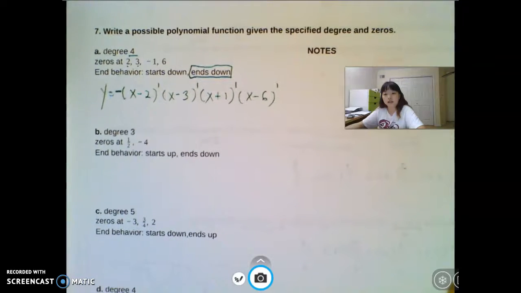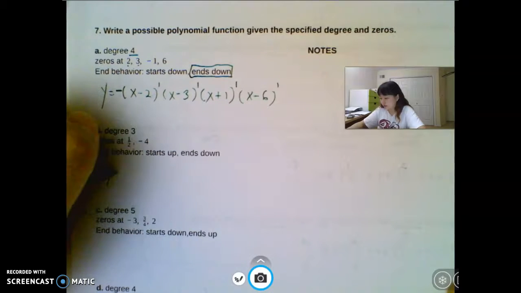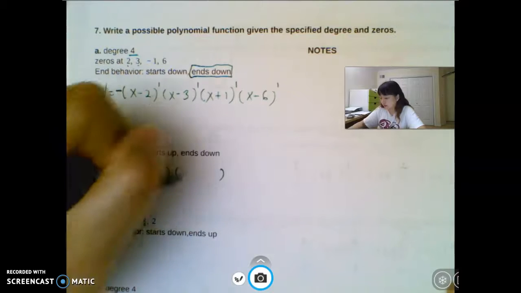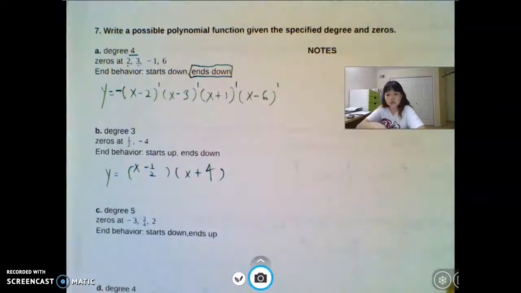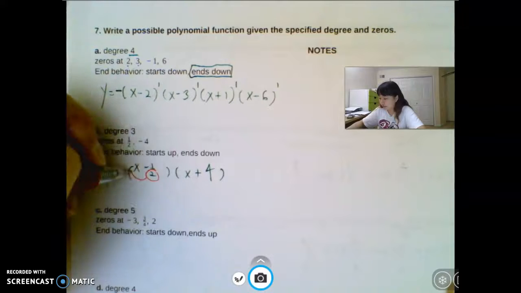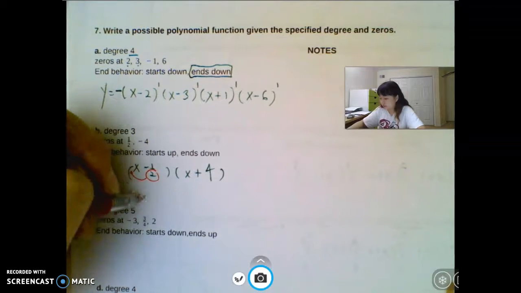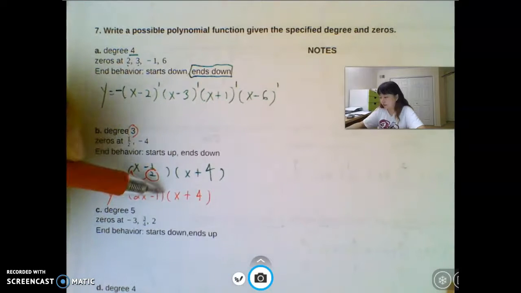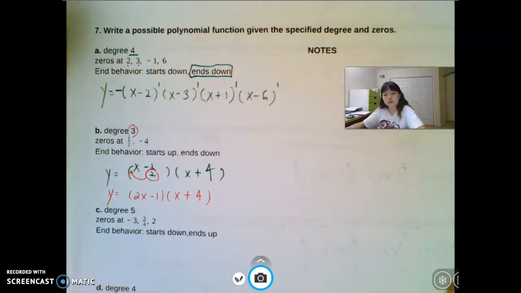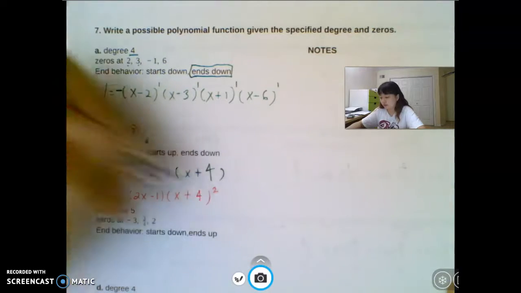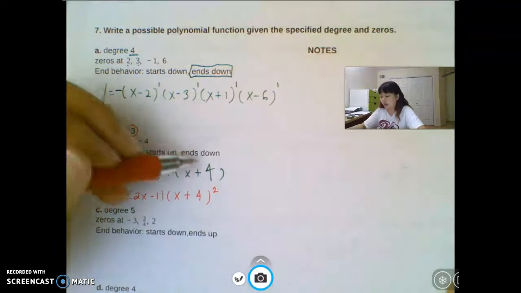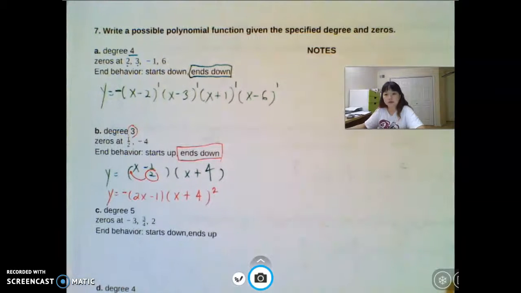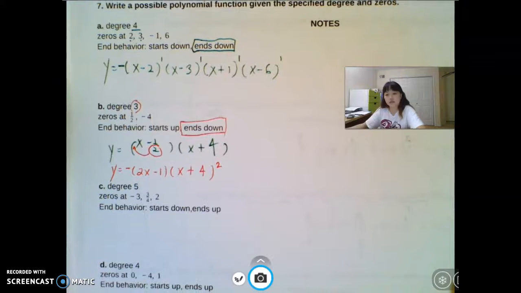Done. Alright, let's look at 7b. Degree 3, so y equals x minus 1/2, x plus 4. So I know we talked about this in class by now, to make it 2x minus 1 and x plus 4. This time it's third degree, but we have only 1 and 1. It doesn't really say which one bounces, so you just pick. It doesn't matter. So I'm going to pick right there. Starts up, ends down. So we need negative. Done.